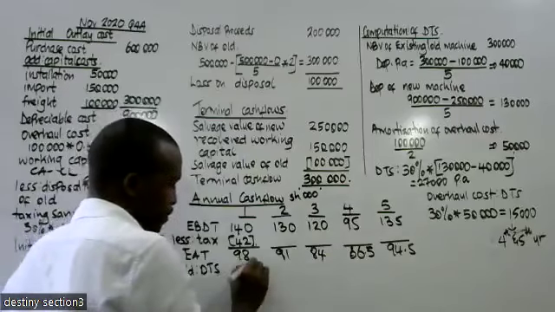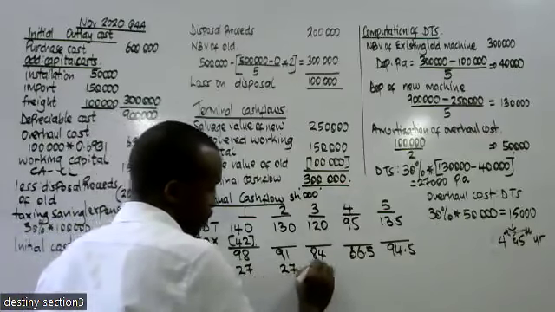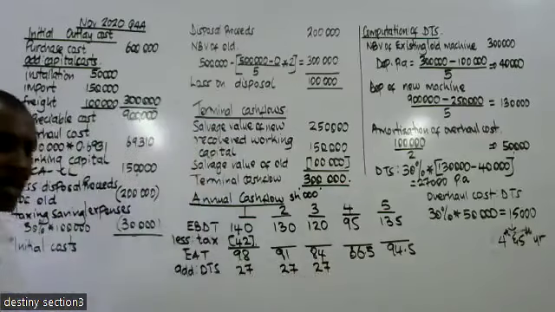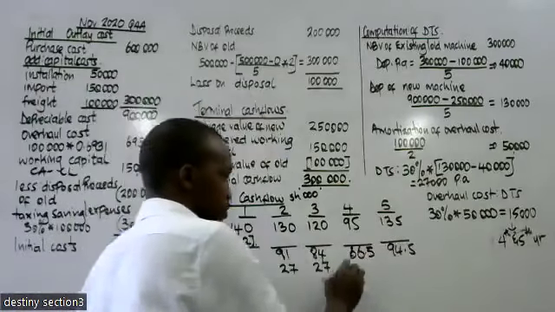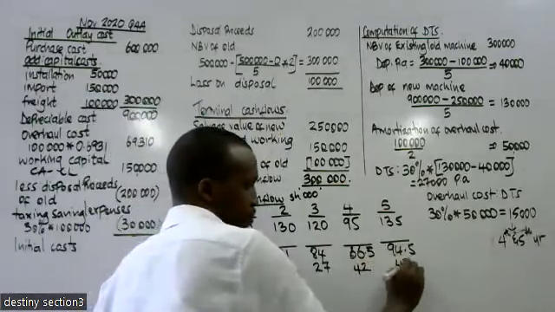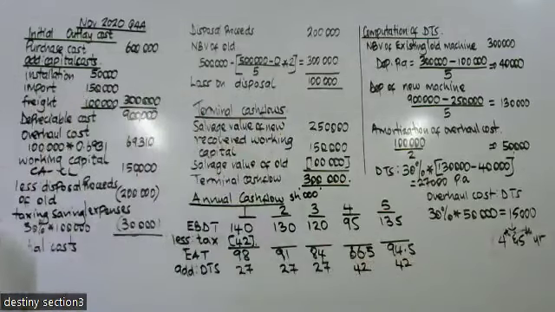You say 27, 27, 27. But now in the 4th and 5th year you take 27 plus 15, which is 42. Is that 42? Which is 27 plus what? 15, eh? 27 plus 15. So that is how you treat overall cost.